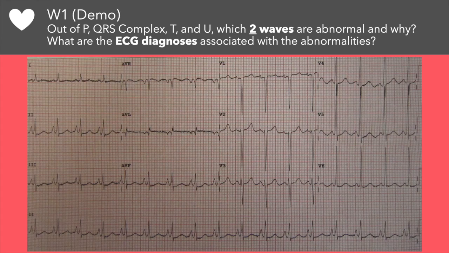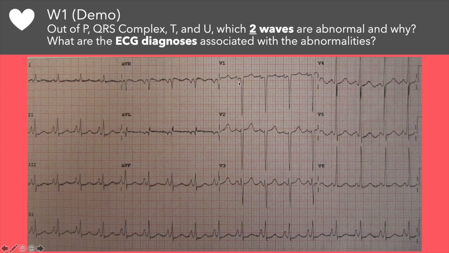So the 2 abnormalities are going to be the P wave and the QRS complex. First, the P wave is very tall. Look at this tall P wave over here in lead 2. Very tall. This is right atrial enlargement. Now the QRS is also very tall. Look at that. V1, V6.